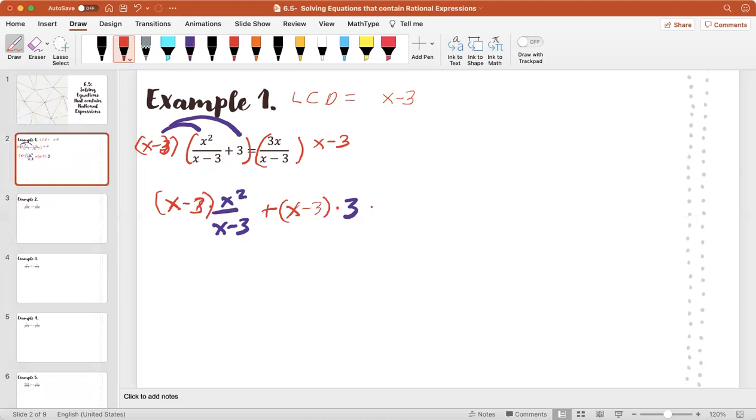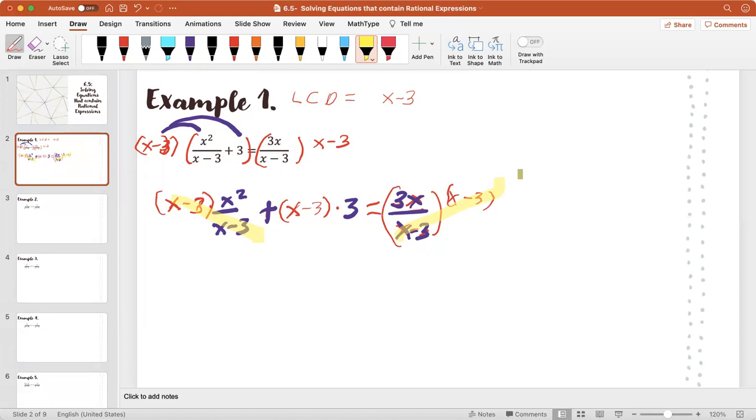To our right side, we just copy that. There's only one term on your right side. We have 3x over x minus 3 times your x minus 3. Let me change the color here so that you recognize that that's the expression. All right, next, we can clear our denominators now by cancellation. You can cancel your x minus 3 there, also your x minus 3. And we are left with these numerators.